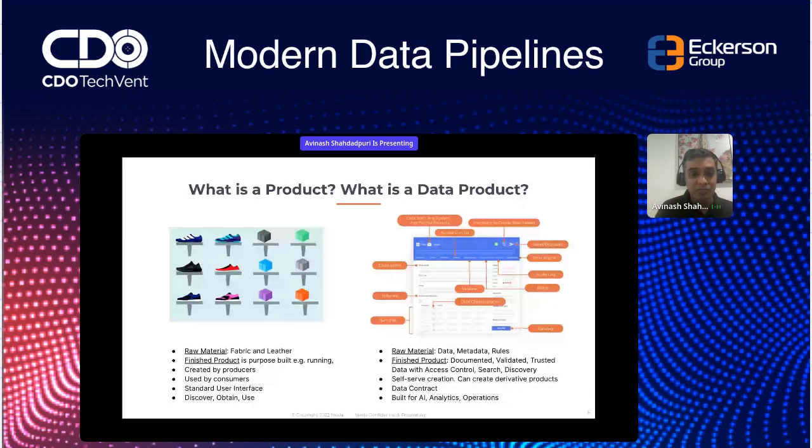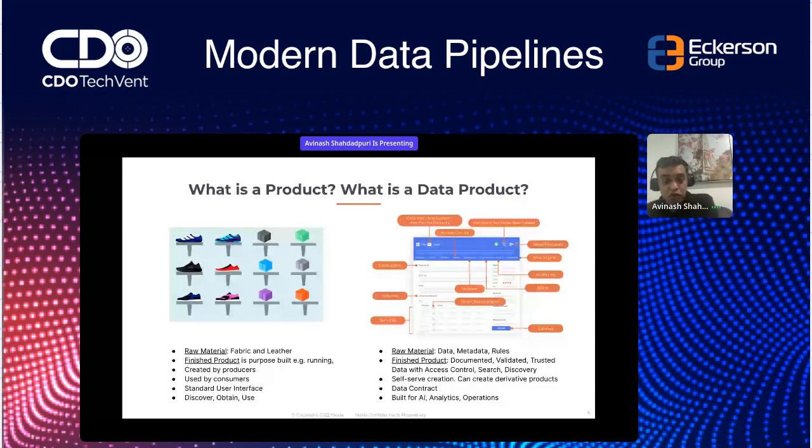This particular product will have some sort of rules of engagement, will have some data contract associated with it, and then it can be consumed in multiple different ways. So think about this as you can derive this data product in multiple different ways from raw data, which is very similar to shoes. You might have fabric and leather, but you can produce multiple different types of shoes with that particular material.